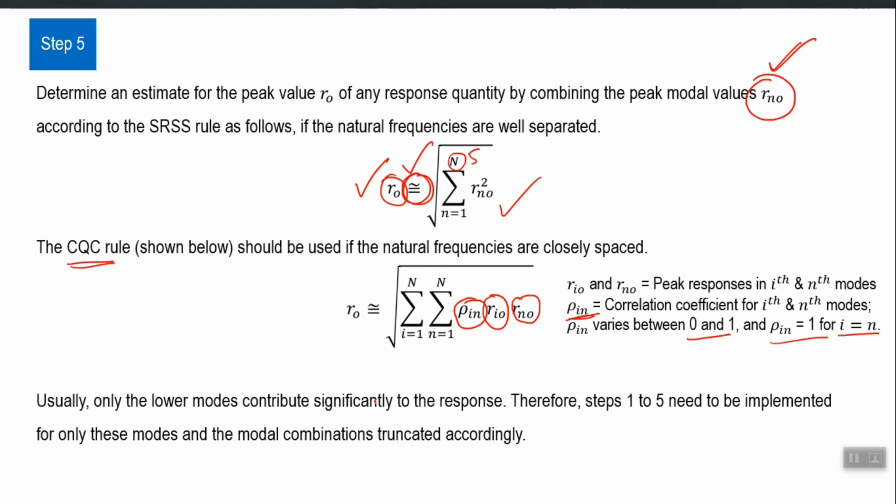So, the modal combination rule will truncate. If you want to consider only 10 modes, but your actual capital N is 3000, you will truncate that SRSS at just 10 modes. You will not add the 11th, 12th, 13th response, right, only the response from the first 10 modes.